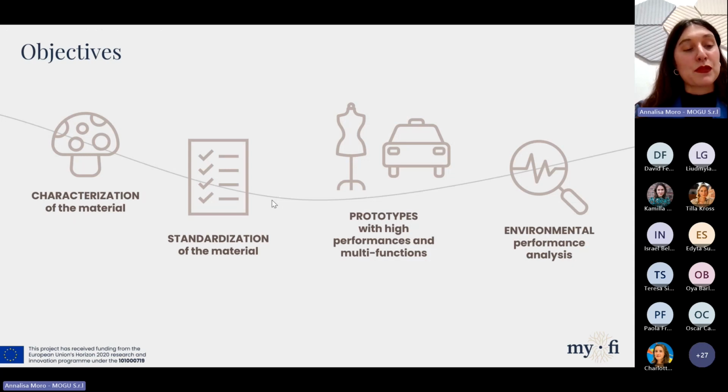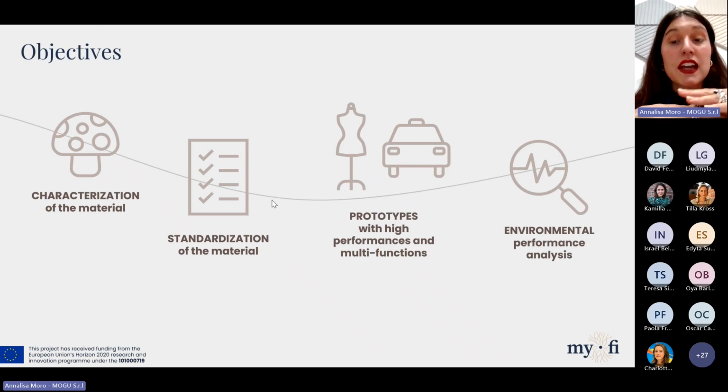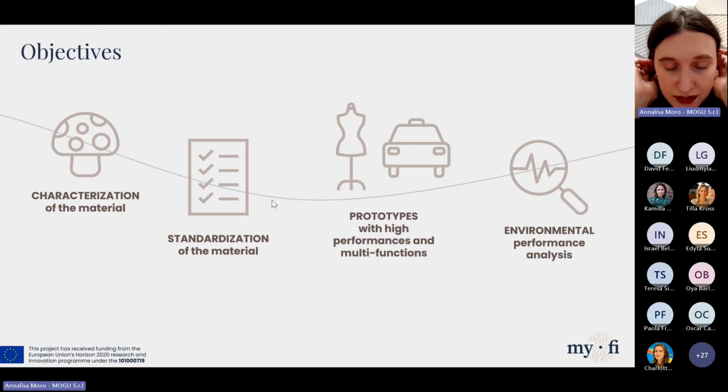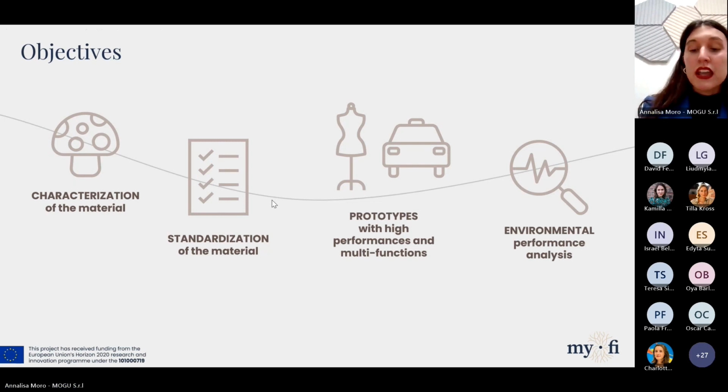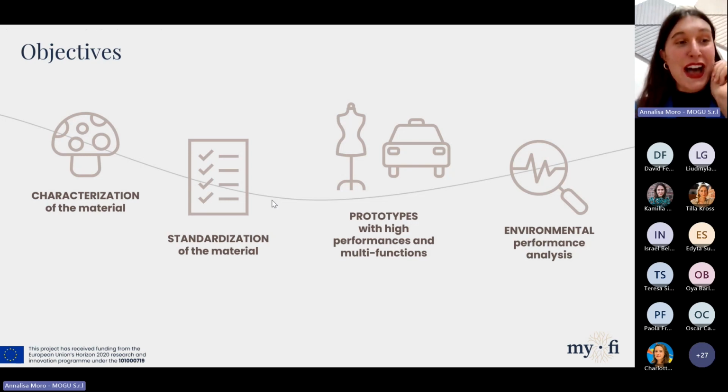We are going through various steps. First of all, the characterization of the material, as of course we want to have a high standard, and we also want standardization of our materials, so to have standardized quality. And we are prototyping in two main industries, the textile and fashion industry, and the automotive industry. After the prototyping, we are also testing and analyzing our environmental performance. Today, I will just focus on the fashion industry as we have some prototypes to show you, while for the automotive industry, you will have to wait because we will have some prototypes next month.